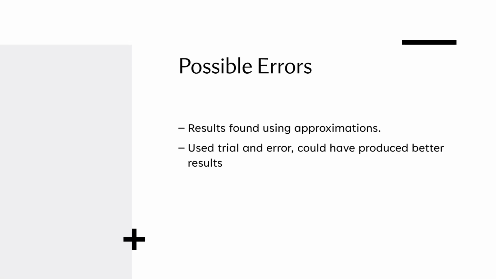Some possible errors for this lab are that the results are found using approximations, as the computational model cannot be completely accurate. It rounds or truncates. And also the initial velocity of the ship was not completely accurate, as it was found using trial and error, as I was trying to get as close to the black hole as possible. It likely could have been a little bit more accurate if I didn't use trial and error.